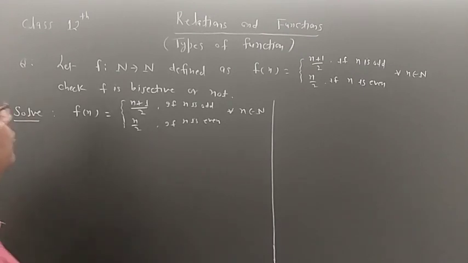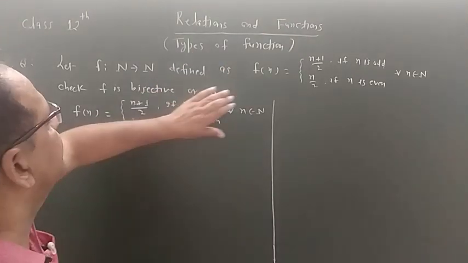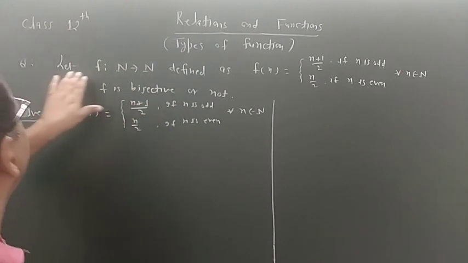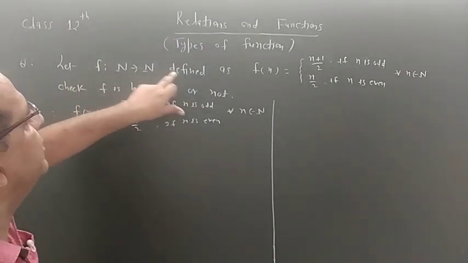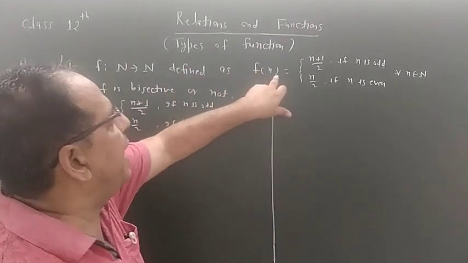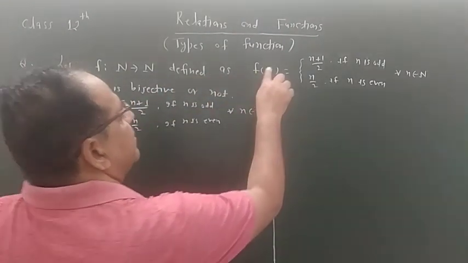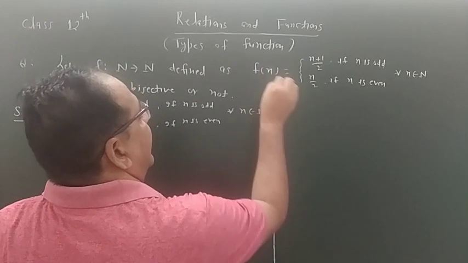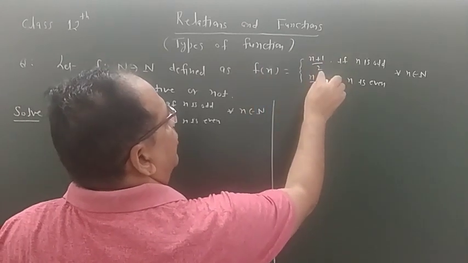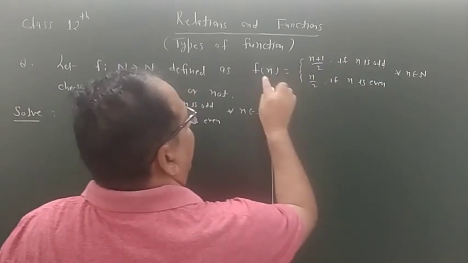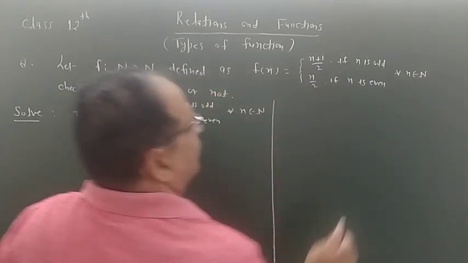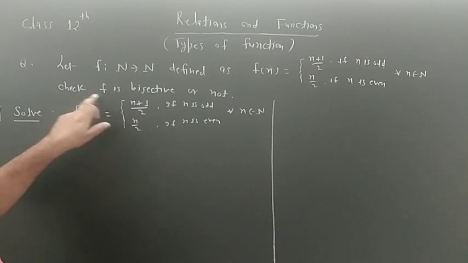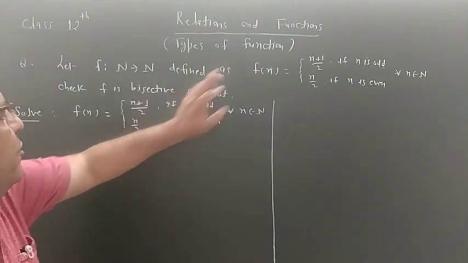Today I am taking one more problem based on types of function. This is a function f defined from the set of natural numbers to the set of natural numbers, defined as f(n) equal to (n plus 1) upon 2 if n is odd, and f(n) equal to n by 2 if n is even, for every natural number n. Check whether the function is bijective or not.